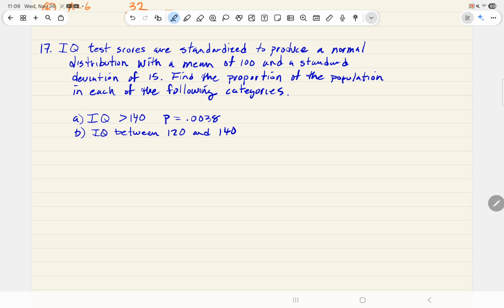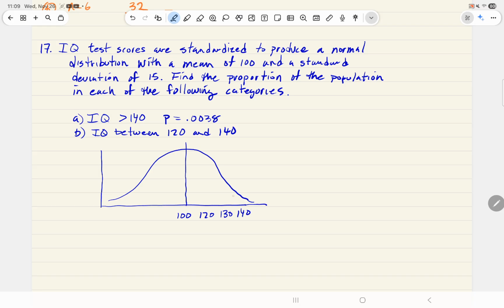So the next one, we're looking for IQs between 120 and 140. So let me do what I didn't do last time and just draw this out for you. There's our normal distribution, or something like our normal distribution. Our mean of 100 is over here. And we're interested in the values between 120 and 140. So we're interested in the values in here. What percentage under the normal curve is described in this shaded area?